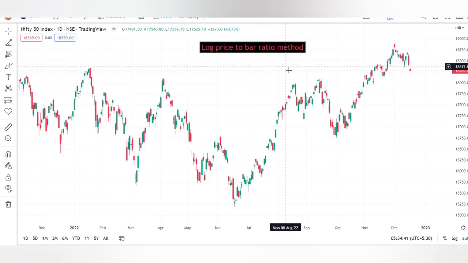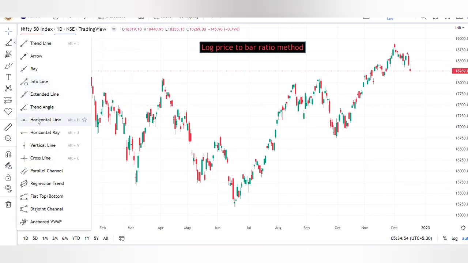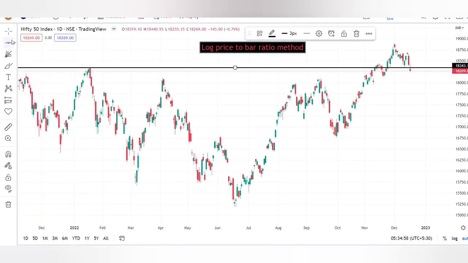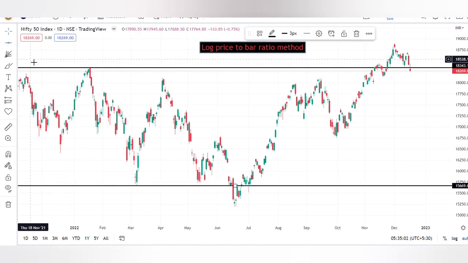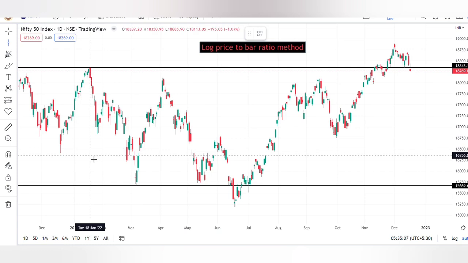We'll first find the significant high and significant low point. Here in our case, our significant high point is this and significant low point is this. Then we'll draw two horizontal lines, one at the significant high point and another at the significant low point. Then we'll draw one vertical line joining the two horizontal lines at the significant high point.